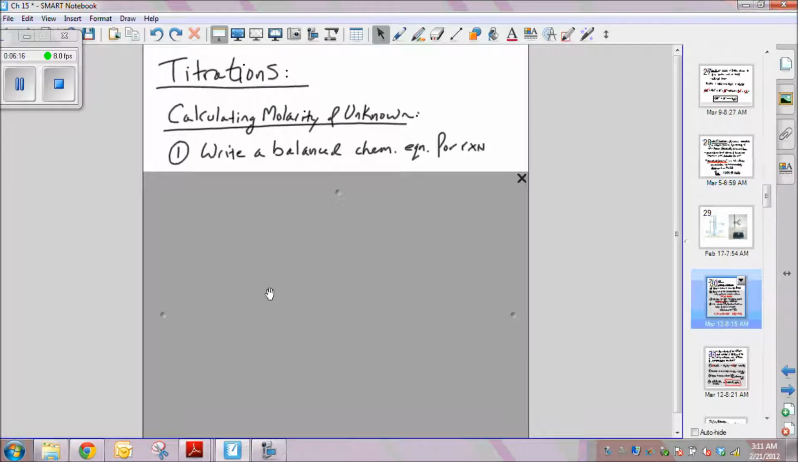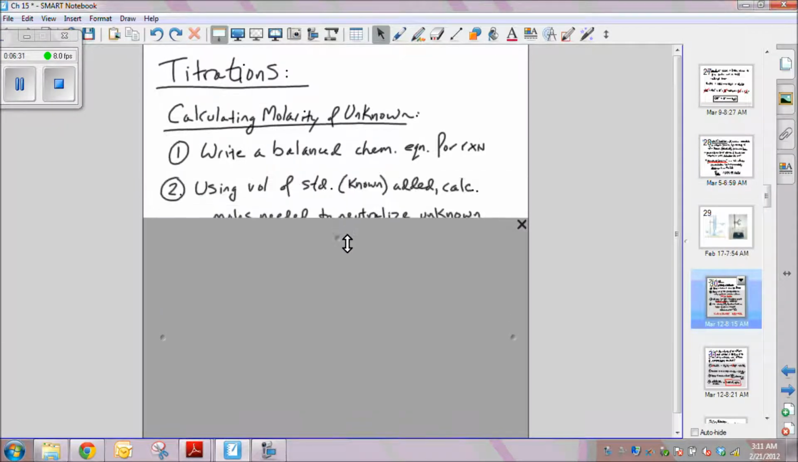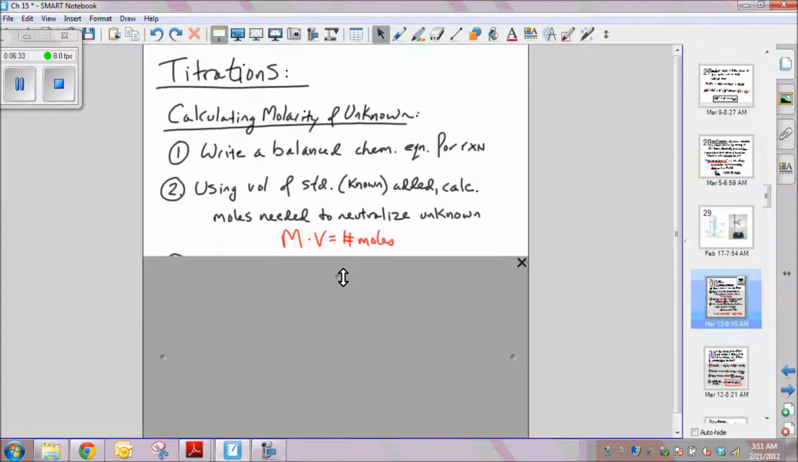So how do you go about doing a titration? Well, here are the steps. First, of course, for any chemical reaction, you write a balanced chemical equation for the reaction. That's the first step for anything, because you need to know any stoichiometric coefficients that might be important.